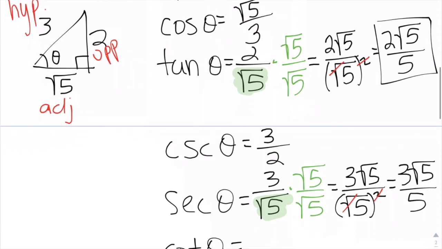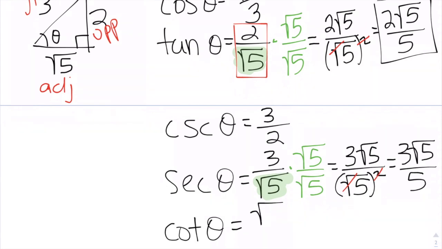And now we go to cotangent of theta. So when we do cotangent of theta, even though we go back to tangent of theta, which cotangent is the reciprocal of, we want to use the very original fraction that we started with for tangent. And so we're going to take the reciprocal of that, which would give us then the square root of 5 over 2.